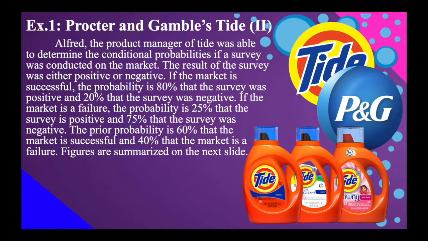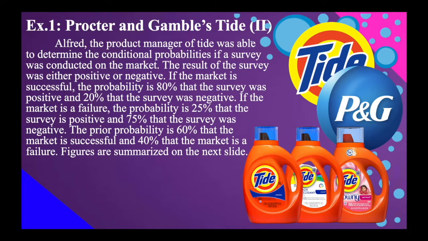negative. If the market is failure, the probability is 25% that the survey is positive and 75% that the survey was negative. The prior probability is 60% that the market is successful and 40% that the market is a failure. Guys, before we continue the problem, when we say prior probability, this is the probability of occurrence ng market na yun. No? So, more likely, this is coming from the historical data na meron sila. So, sa historical data nila, 60% naging successful naman yung market and the other way around, 40% failure.